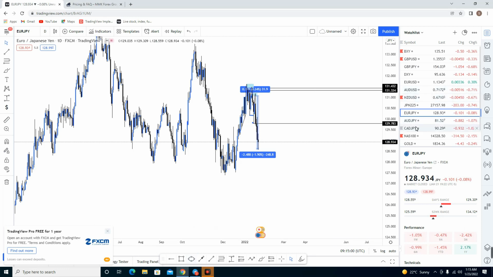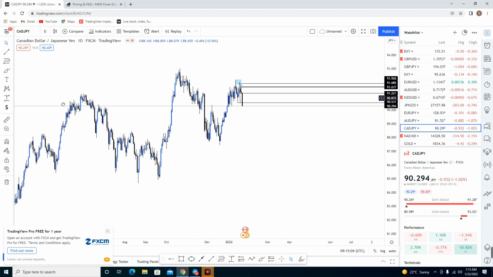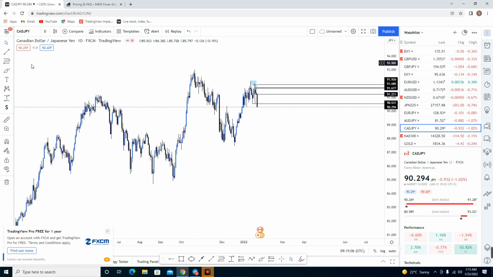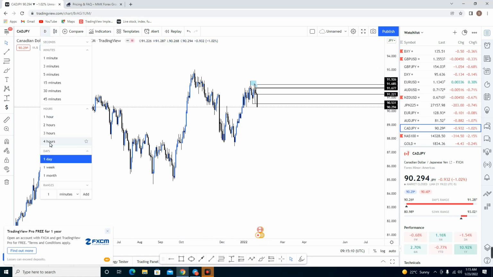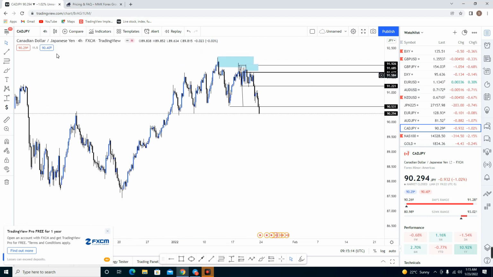And let us check CAD JPY. CAD JPY also amazing, right? This is in the daily time frame. I mean, just from looking at this from the daily time frame, it was easy to see that price was at a nice order block, right? Not clean, but tradable. Okay, so let us go to the H1 time frame.